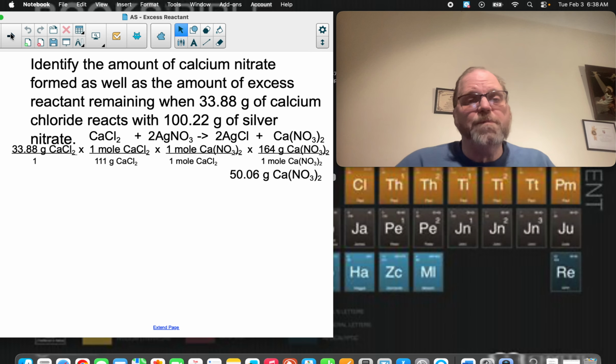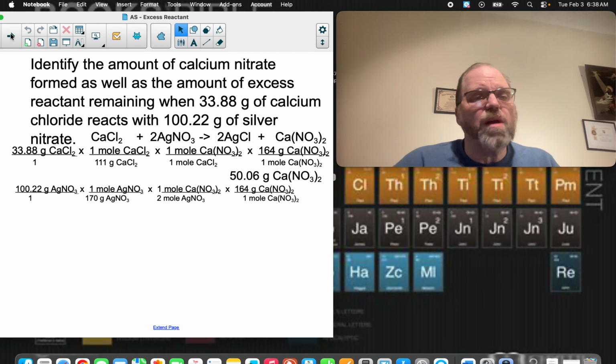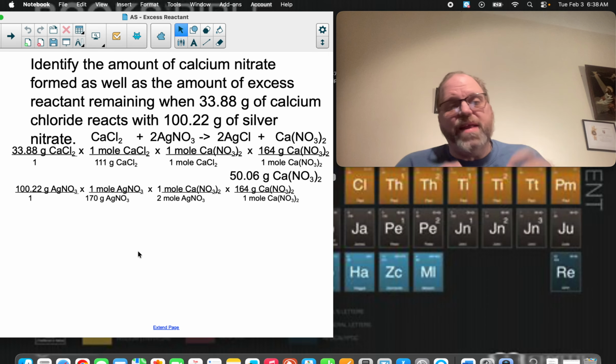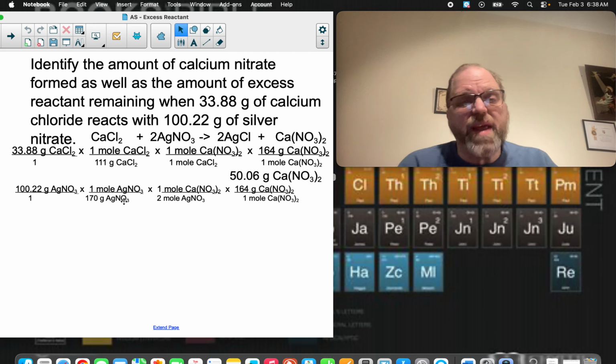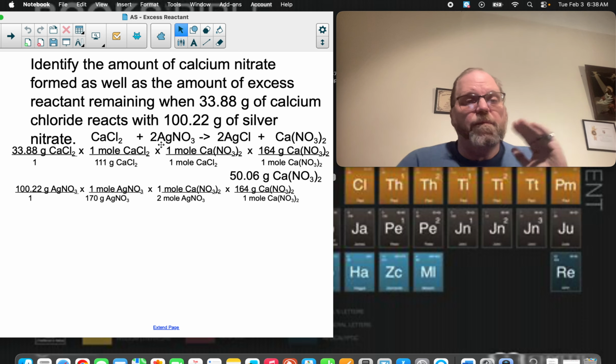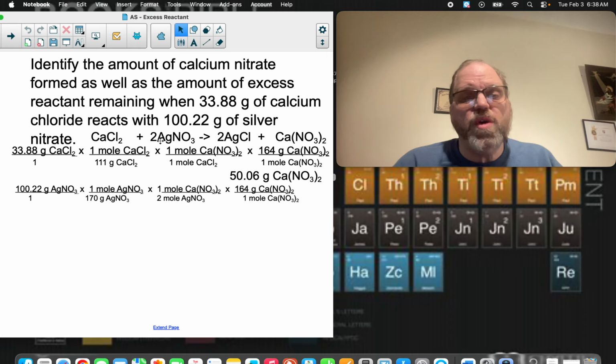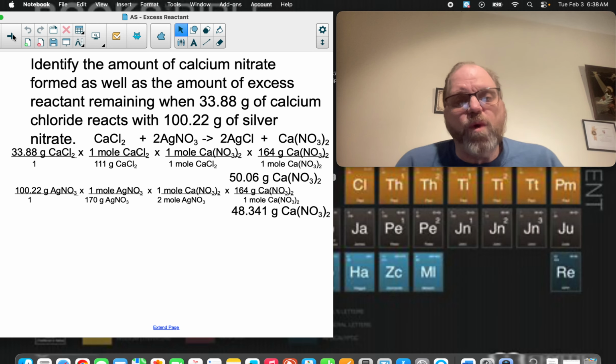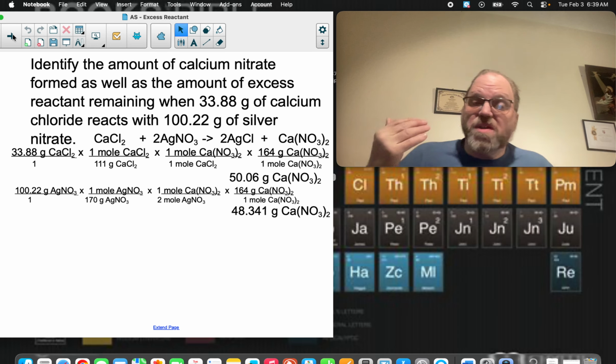So we take the other one. Oops, I have to come over here, don't I? There we go. So we take 100.22, and then silver's 108, nitrogen is 14, oxygen 3 times 16 is 48. So 170 grams is 1 mole of silver nitrate. Look at the relationship, 2-to-1, so that value is the same. We multiply through, 5 sig figs, and we get 48.341, which is the least number.